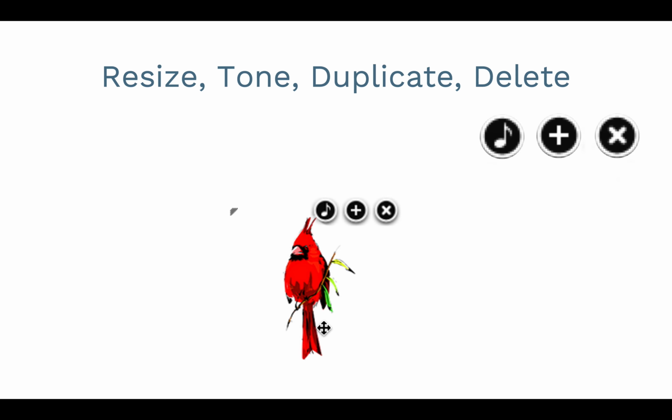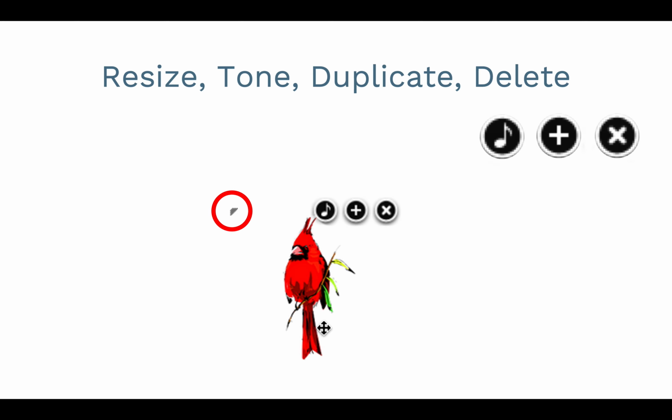When you place an image on the workspace, you will notice three lines in the upper left-hand corner. And when you move your mouse on top of the image, three icons will also appear. The three lines in the upper left-hand corner are used to resize the image. By clicking and dragging your mouse, you can make the image larger or smaller.